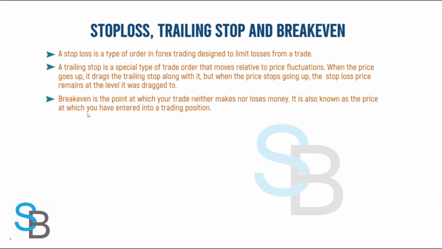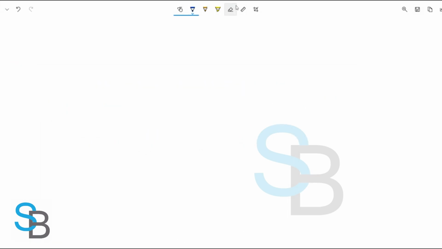Now for the next one, we have the trailing stop. Okay, so the trailing stop is a type of order that trails your position. Okay, so let's assume we have a buy order here.